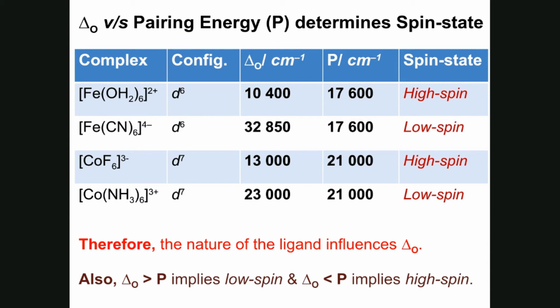When we defined weak field and strong field, we said that if the pairing energy is larger than the splitting, then the compound will be a weak field case, and it will produce high spin complexes because the electrons will be maximally unpaired.